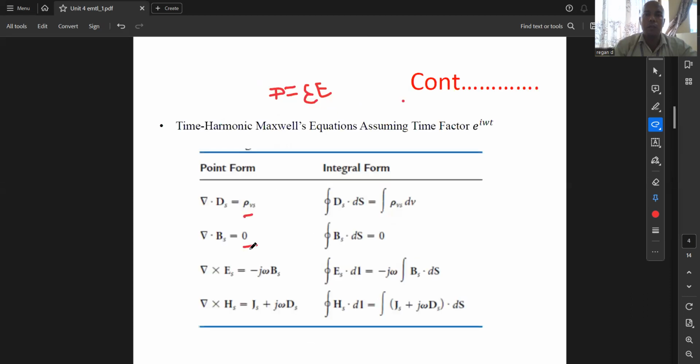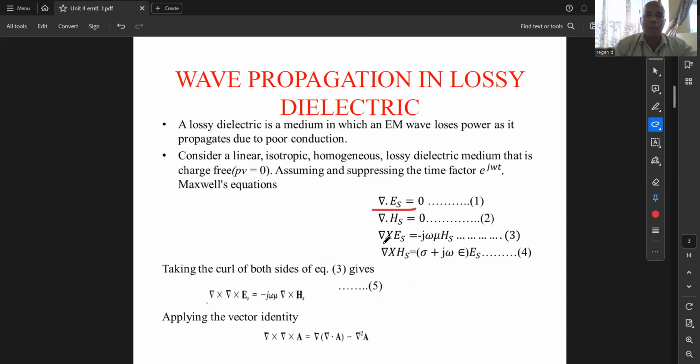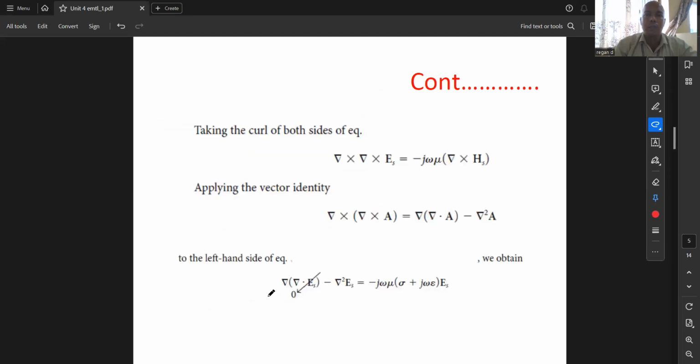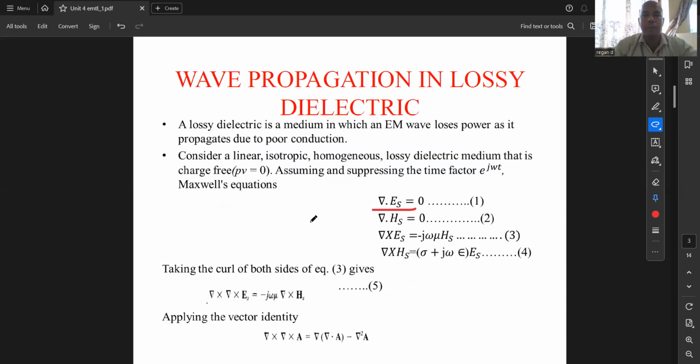How did we get del dot Hs? B is equal to mu H. Del cross Es is equal to minus j omega mu Hs. So B is equal to mu H. By substituting this into this, we get the new modified Maxwell's equations.